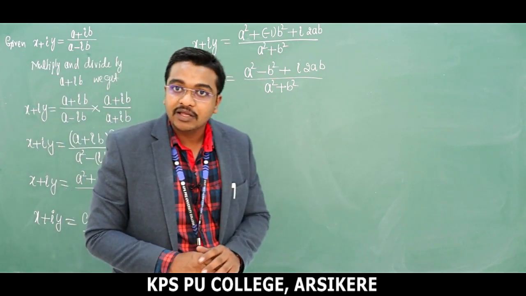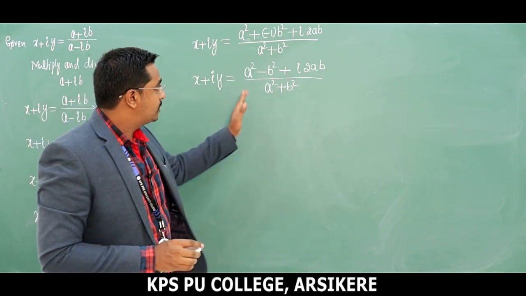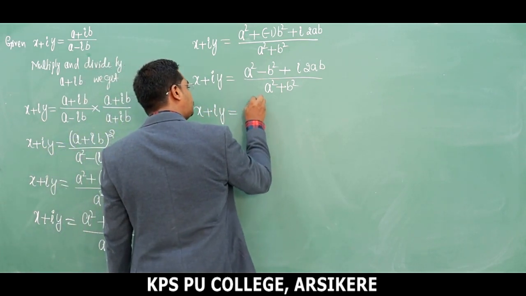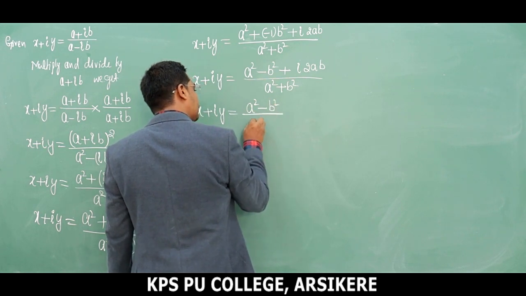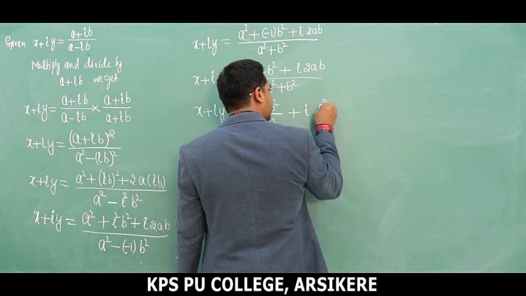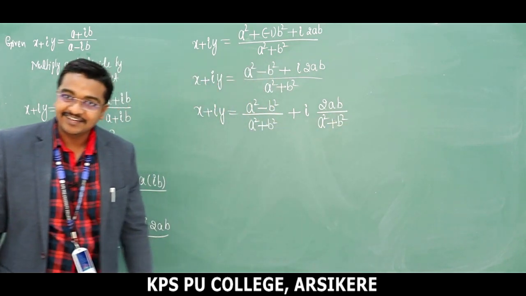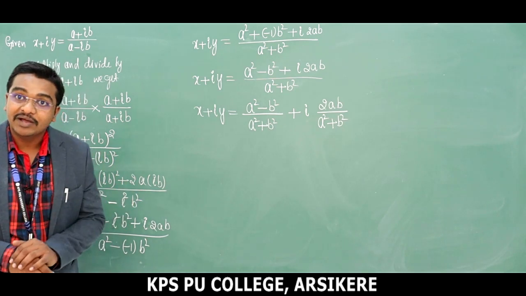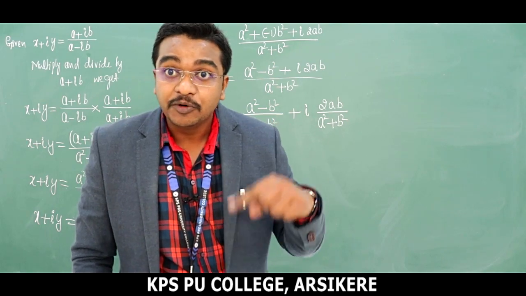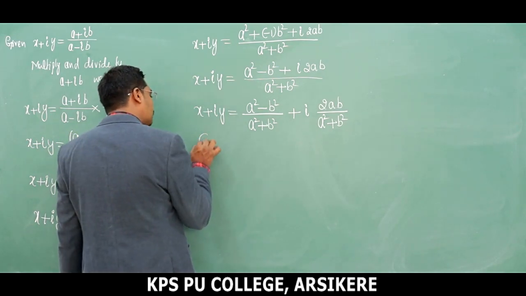So what is the real part here? a square minus b square, and the imaginary part is i times of 2ab. So I separate it. We are left with x plus iy is equal to a square minus b square divided by a square plus b square plus i times of 2ab divided by a square plus b square. Right? Separate real part and imaginary part. Next step is compare real and imaginary part on both sides. Compare real part to real and imaginary part to imaginary part.